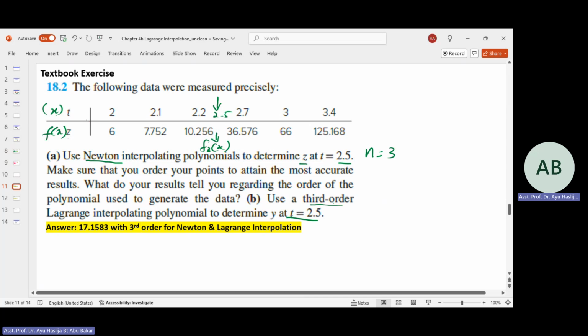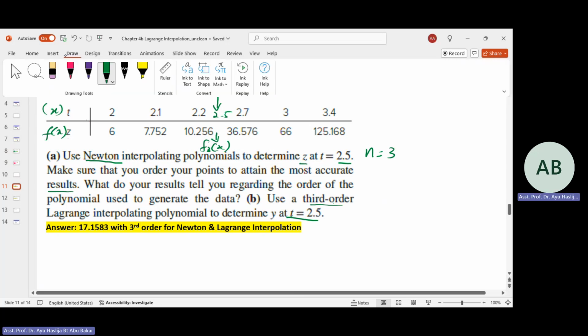For A over here, it asks you to make sure that you order your points to attain the most accurate result. What does your result tell you regarding the order? This one actually asks you to do increasing order so that you can see which order gives a more accurate answer. So the higher the order, the more accurate your answer, right? Yes. So we just pick n equals 3.